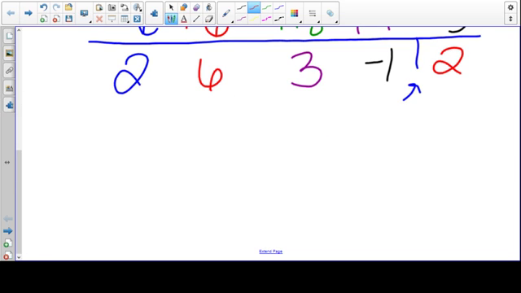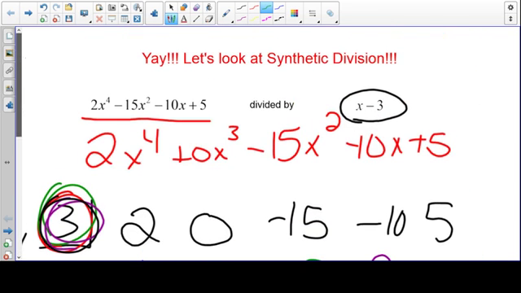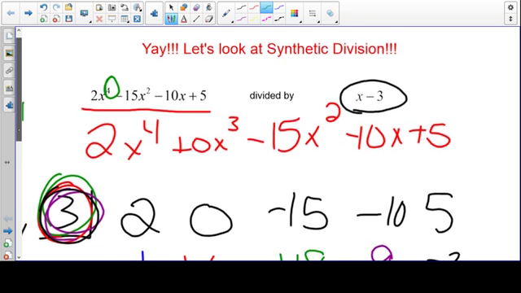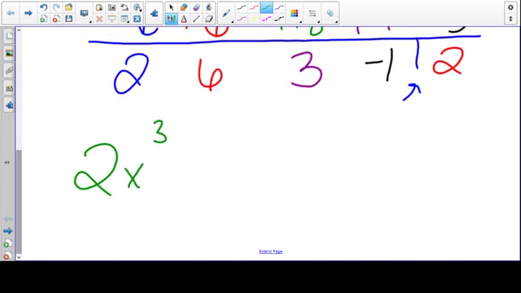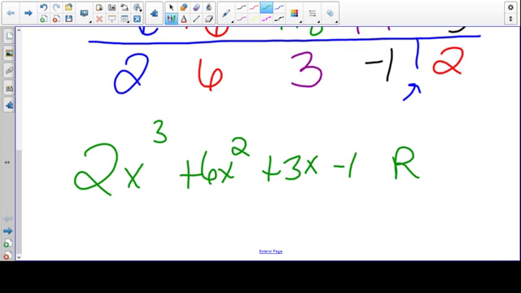So my answer here will be 2x cubed, because we started with a fourth. If I scroll up a second, we originally started with this fourth, so the whole point of synthetic division is to reduce our polynomial down to the next smallest exponent value. So we have 2x to the third plus 6x squared plus 3x minus 1 with a remainder of 2.